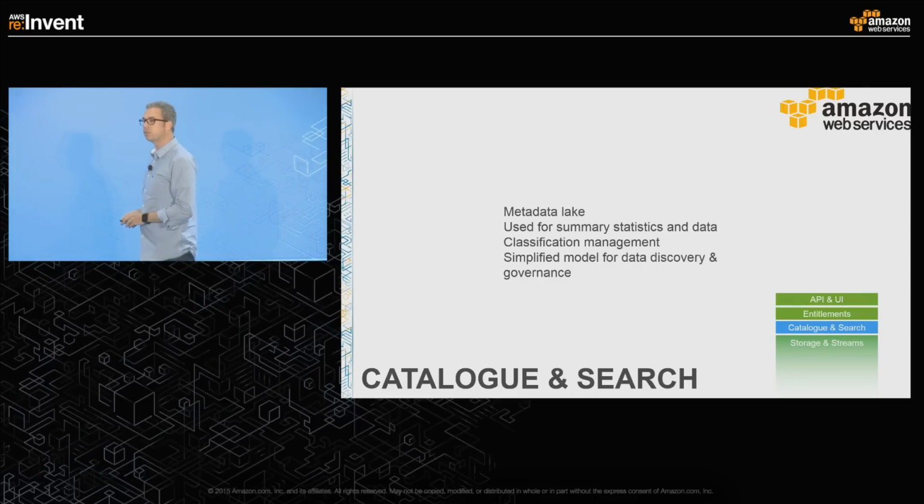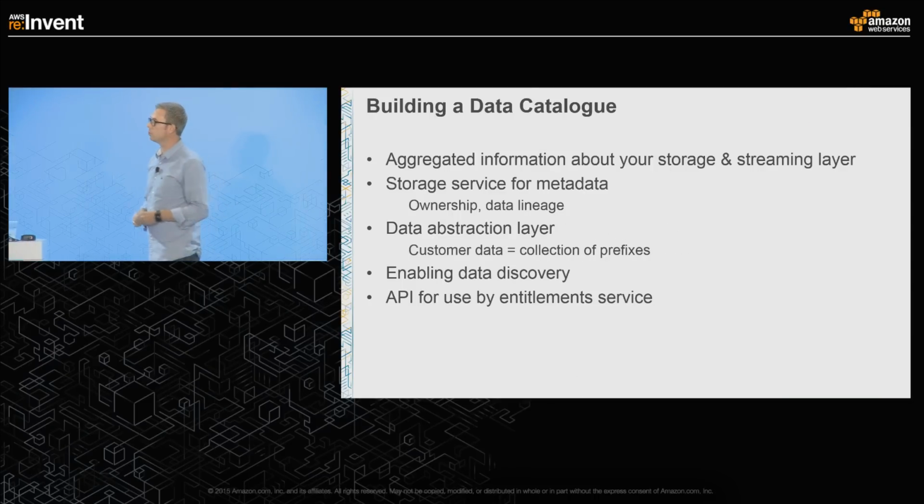Moving on in the components of a data lake, let's talk about catalog and search. So the catalog is really about giving us an aggregate picture of the data we have on S3.